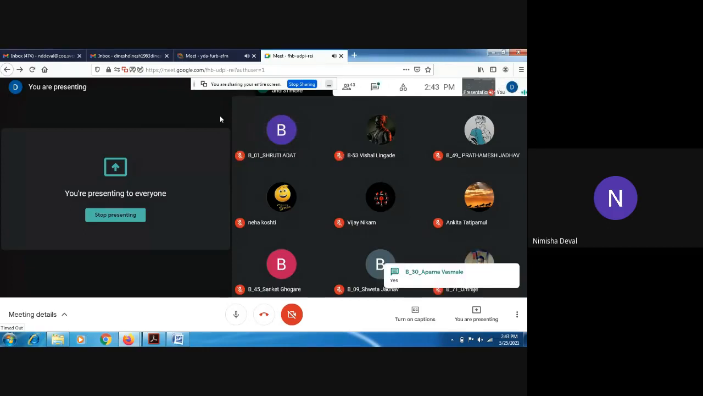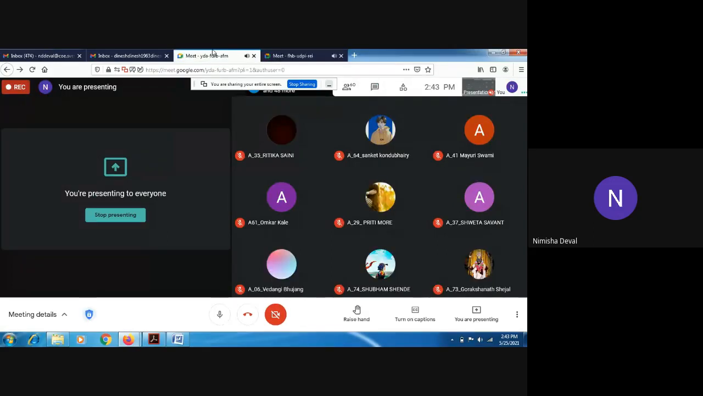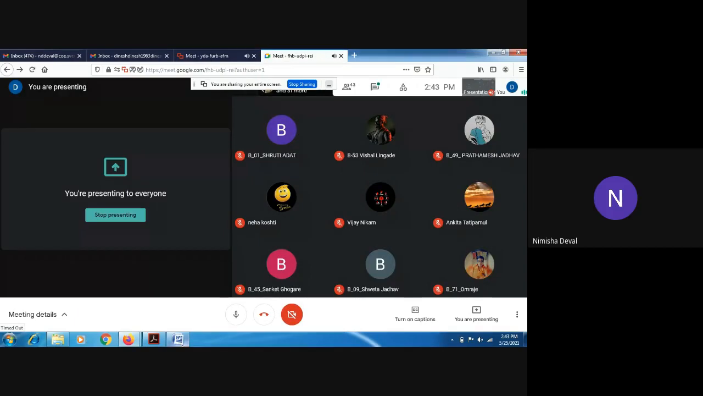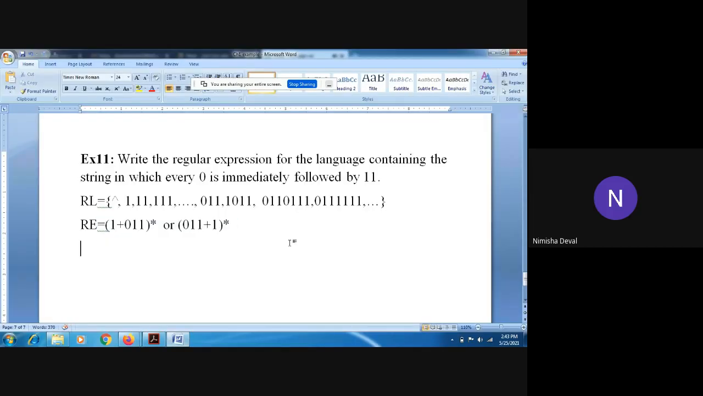Okay, now just see in this example what we have done. We have written all the strings having each 0 followed by 1. You just have to write all those strings. Whenever there is an occurrence of 0, it must be followed by 1, and if only one 1 is there, then you can follow it with multiple 1s. No issues.